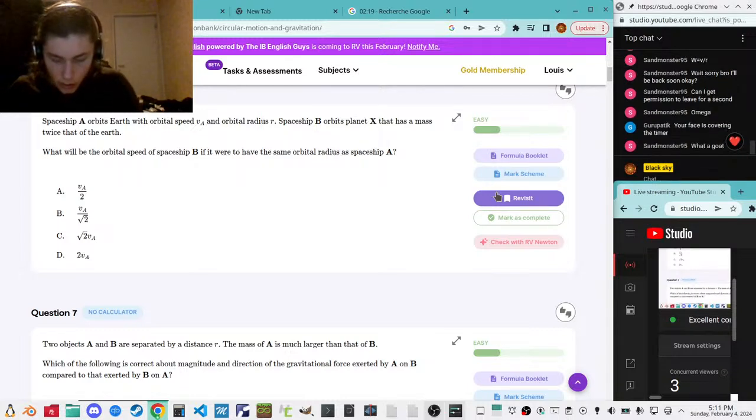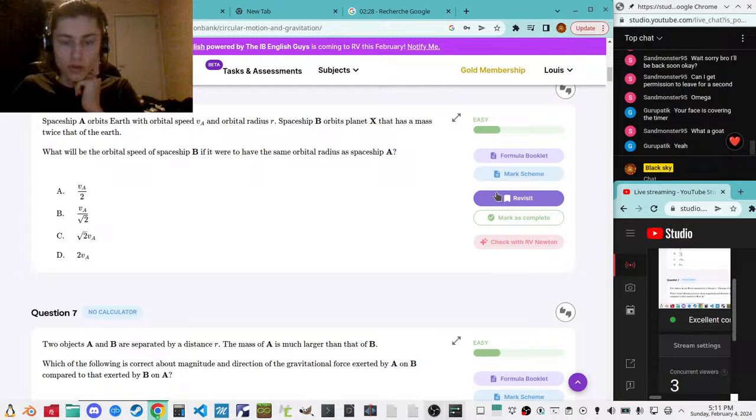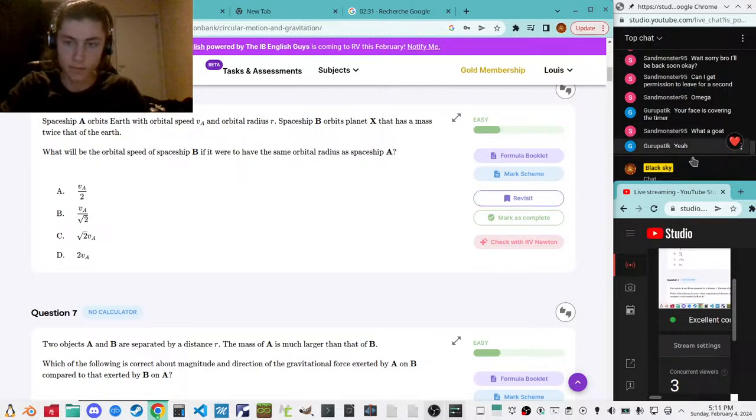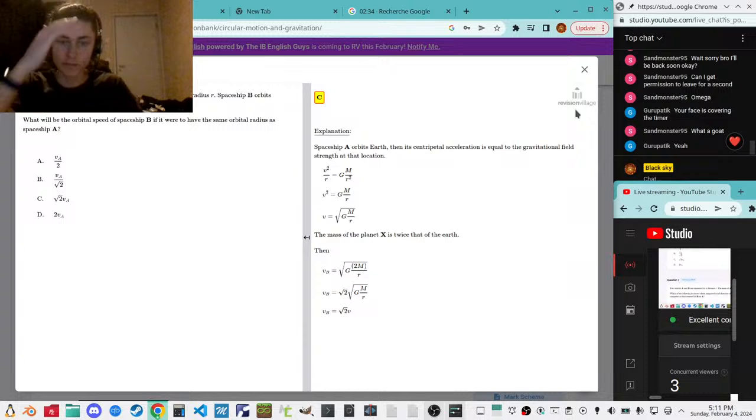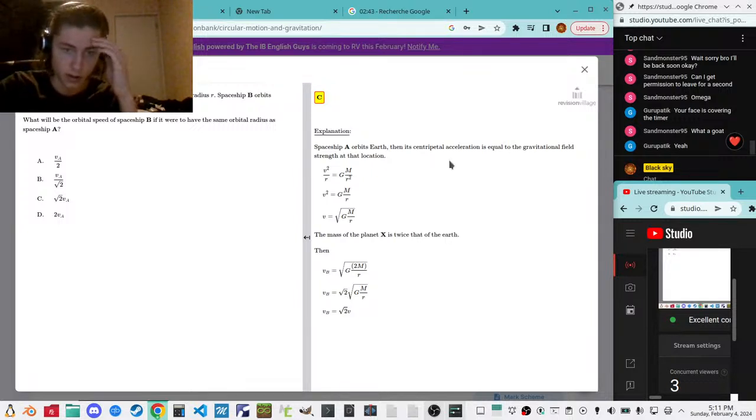So where was I? F is doubled. R is the same because it has the same orbital radius. M is 2, and so it's going to be B because, wait, times. Oh, I forgot F was 2 as well. Let's just see. F divided by R. G. Then V equals, yeah, 2M.